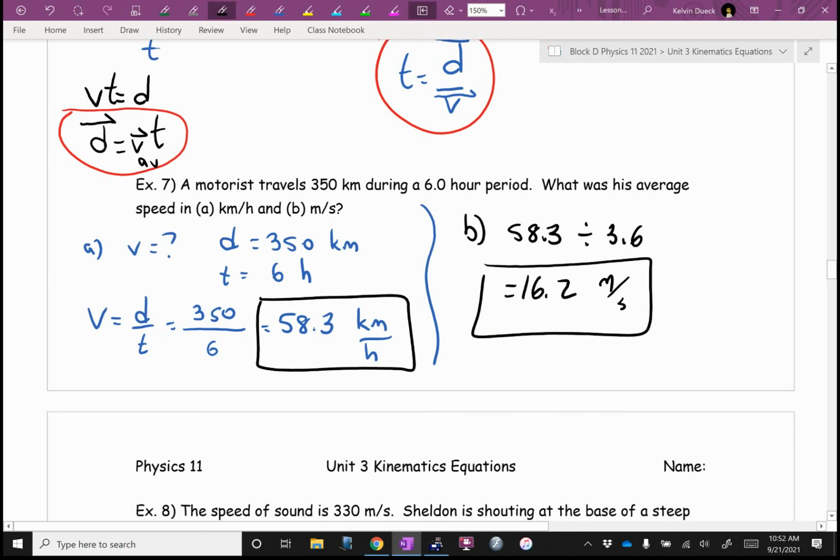58.3 kilometers per hour, that's roughly road speed. It's either 50 kilometers per hour or 60 kilometers per hour. So just to give you kind of a context, right around 16 or 15 meters per second, that's car speed on suburb roads, but not on highways or freeways.